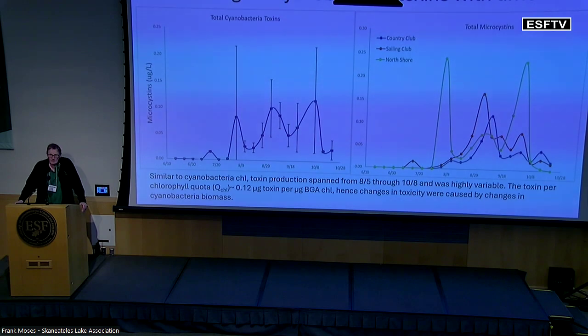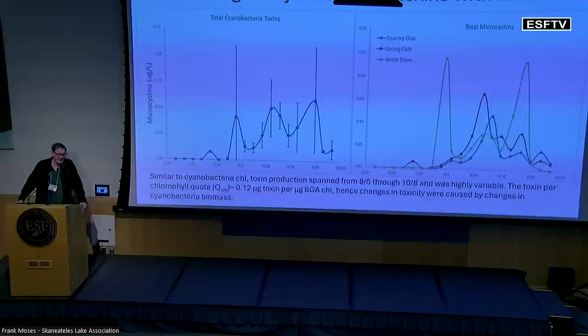But you can see there are peaks and valleys in the toxin production. On the left side, you can see the two peaks have huge error bars, and that's purely because the North Shore had a very toxic bloom versus no toxins found off of the Sailing Club or the Country Club. And it again points out some of the problems that you have when looking at different sites. These blooms can be very localized on where they're happening.